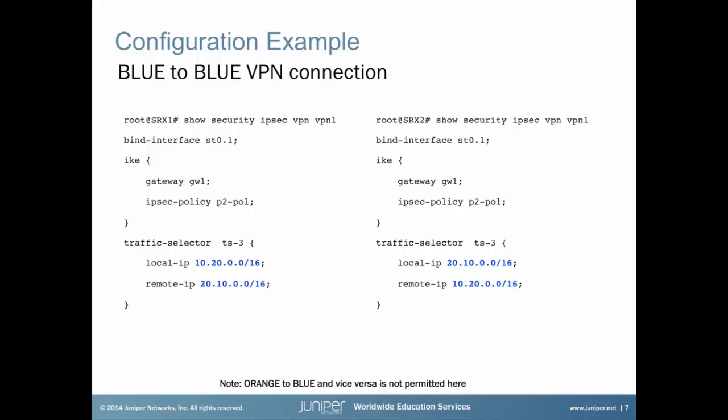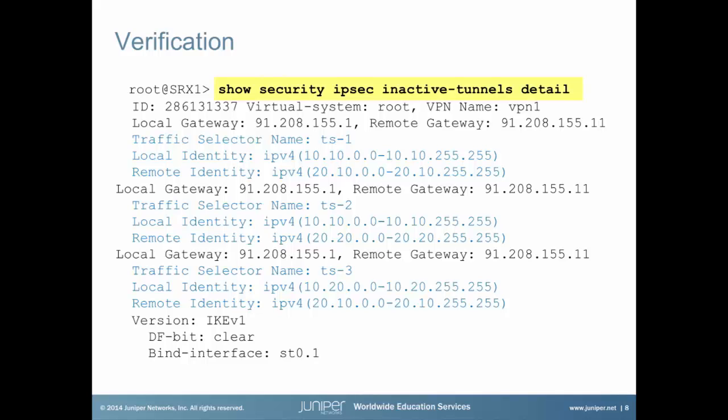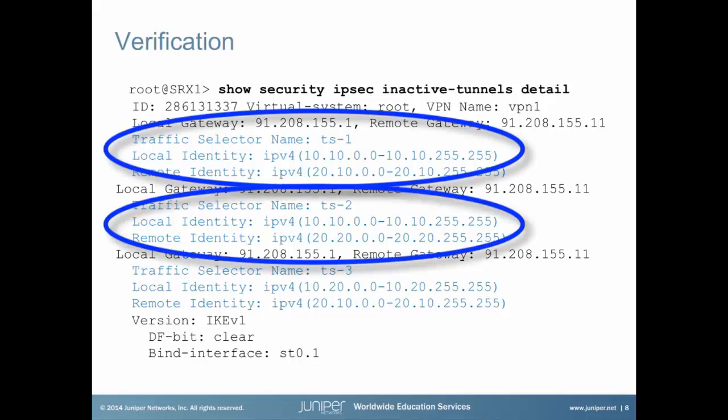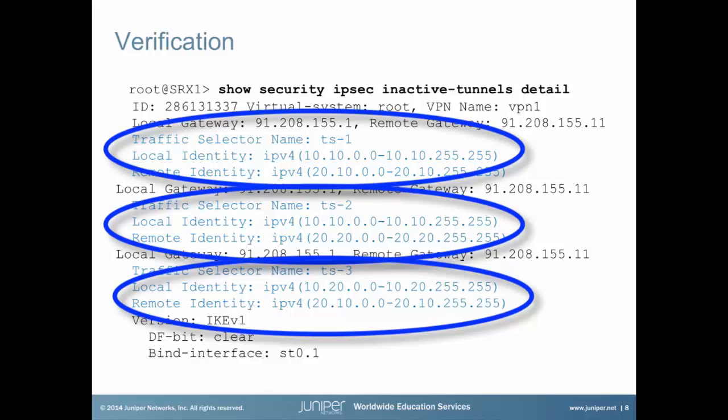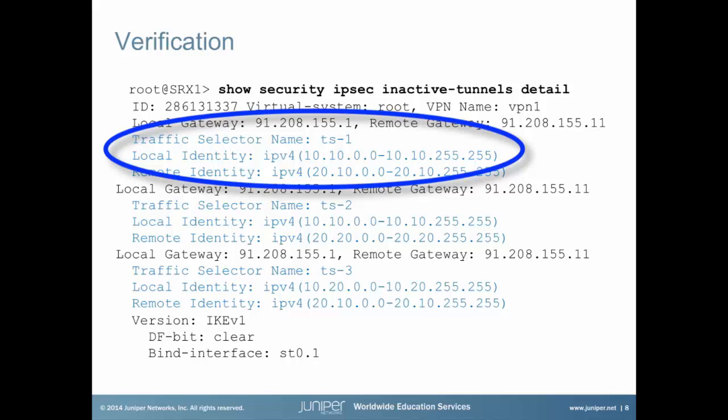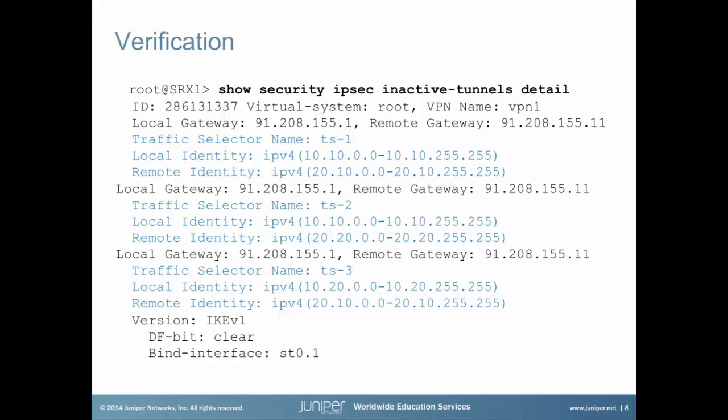We can verify our configuration with show security IPSec inactive tunnels detail, and then we see one tunnel with three kinds of connection patterns, that is traffic selector 1, traffic selector 2, and traffic selector 3. For each one of them, we see our networks for the local side, which should be able to talk to the remote side. For example, TS1 talks between the networks 10.10/16 and the remote network 20.10/16. The traffic selectors 2 and 3 are just reflecting their own configs, which permit the traffic as defined in previous slides. Please note that each of these three traffic selectors is bound to the interface ST0.1.